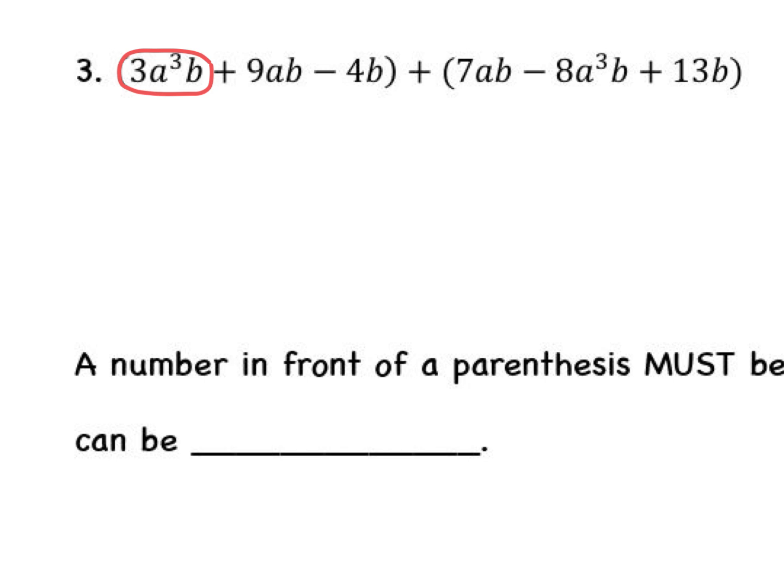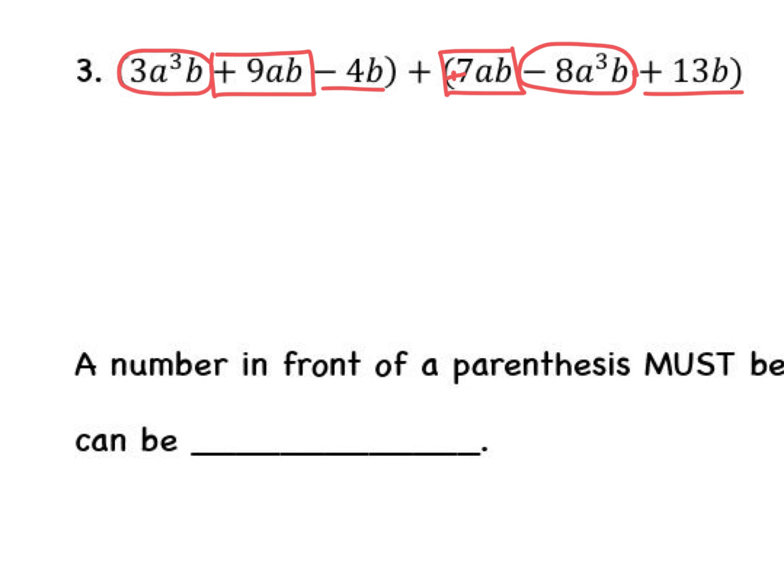So when I come over here, if I'm circling my 3a to the third b, that's all one piece, that's all one term, it's going to go with the negative 8a to the third b. And that one happens to be second, so just be careful because they're not always going to be in the same order. And then I can box my 9ab and my 7ab. And I know this is a positive 7 even though there's not a sign there. And I can underline my negative 4b and my positive 13b.